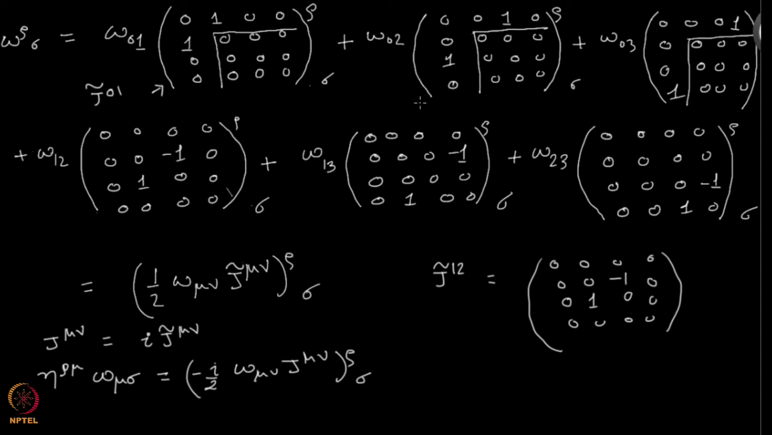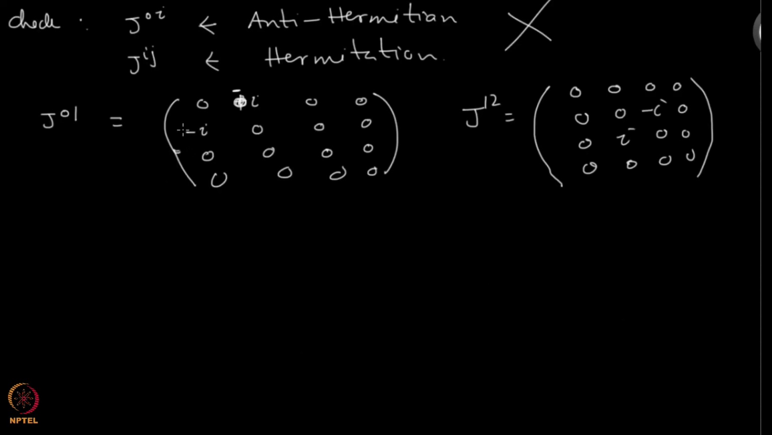The other one, let us look at j tilde 12. If I multiply a factor of i to get j 12, it will be minus i here and plus i here. Now, this will be Hermitian, right? Because if you take a transpose and complex conjugation, that will give you again the same thing, because of the factors of i.